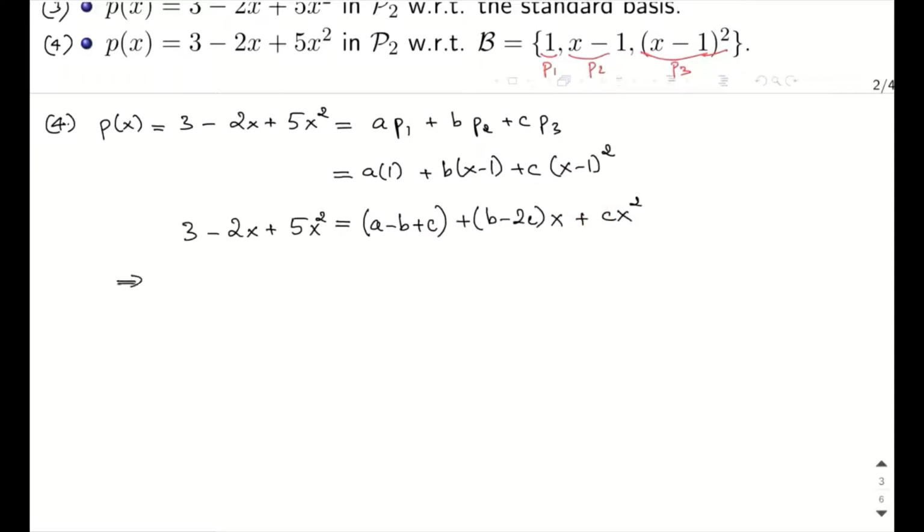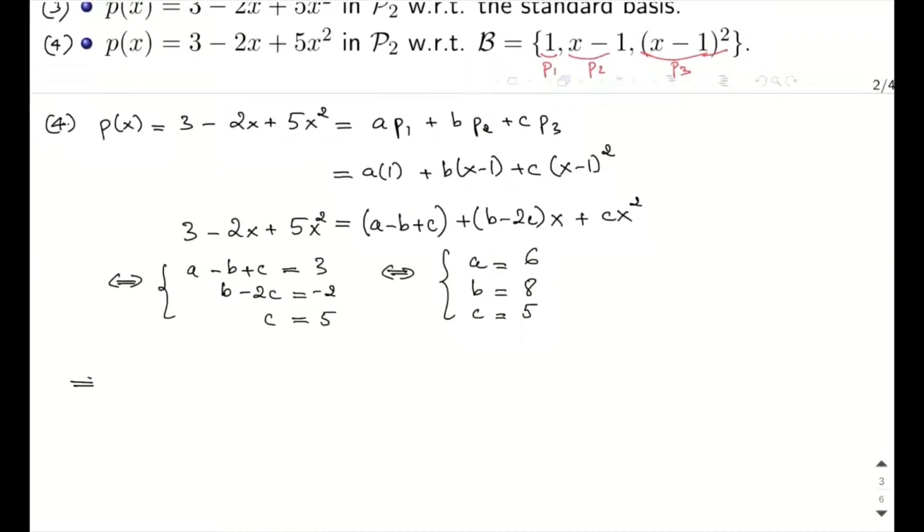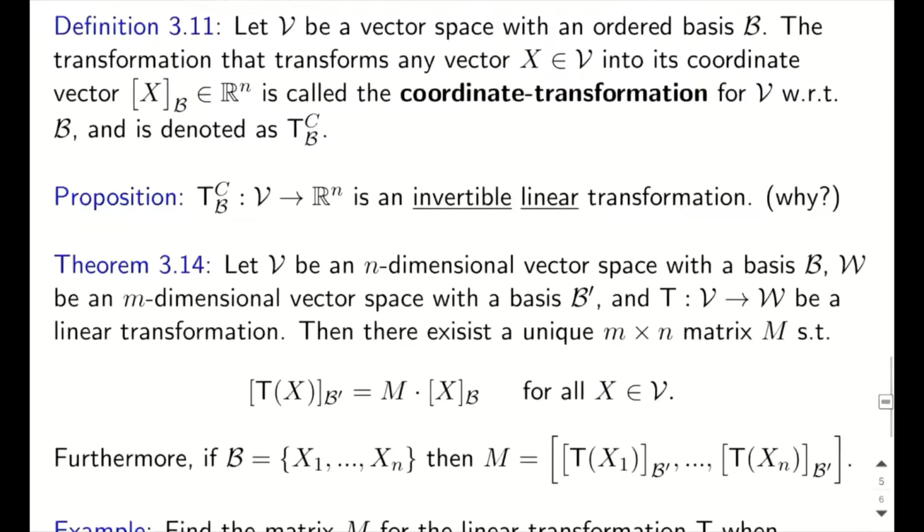This is equivalent to A minus B plus C equals 3, B minus 2C equals negative 2, and C equals 5. And so you can easily compute A, B, and C. And so from here you can easily write the coordinate vector for the vector P with respect to the basis given: 6, 8, and 5, in that order.